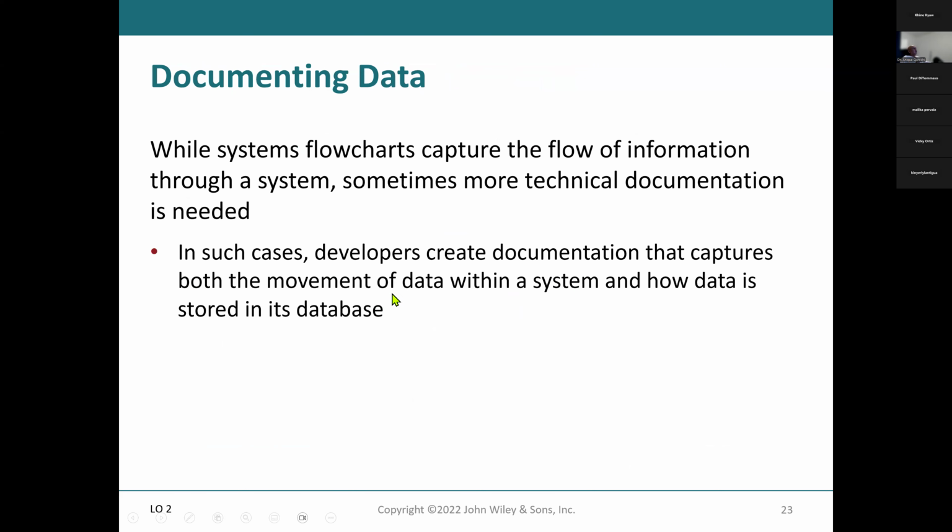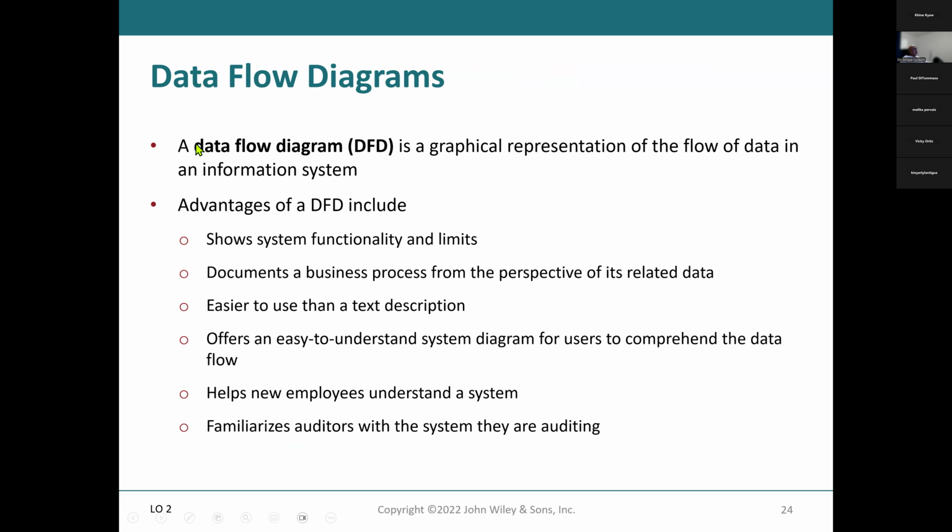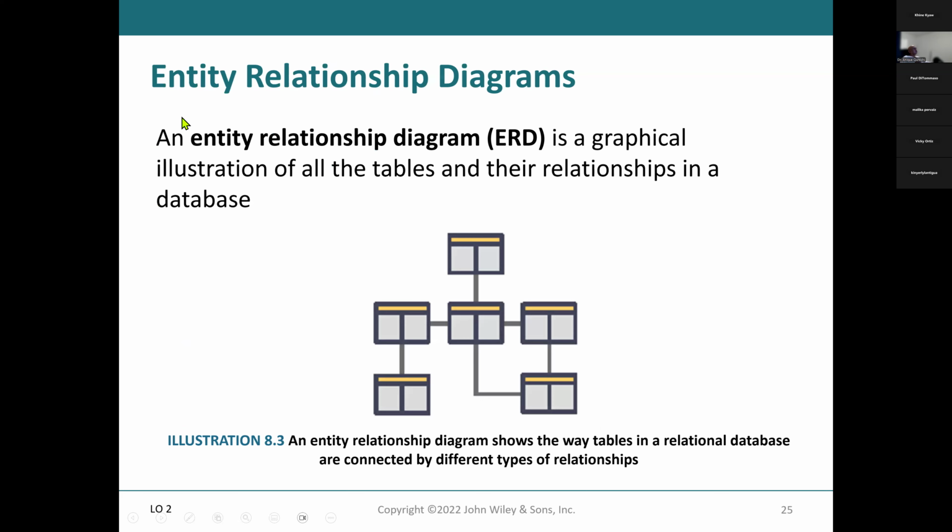So movement within the system is this thing, data flow diagram, of how the data flows through the system. And entity relationship diagram, basically how the data is being stored and how the tables are related. What are the fields in each table and how those fields relate to other fields in other tables.